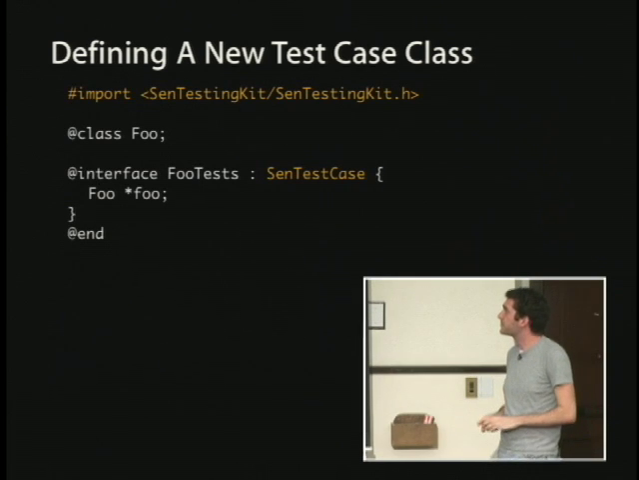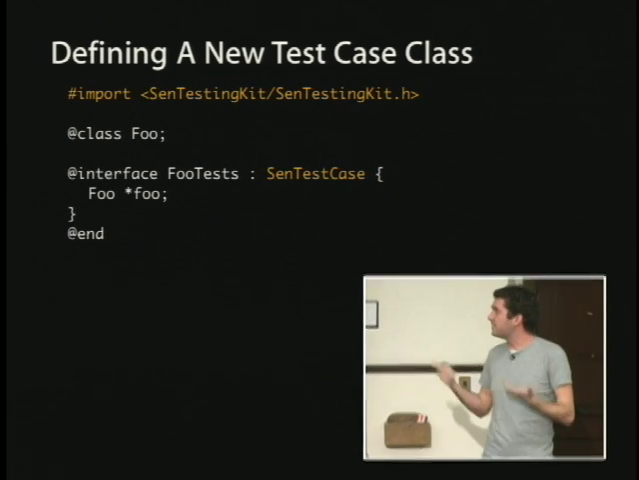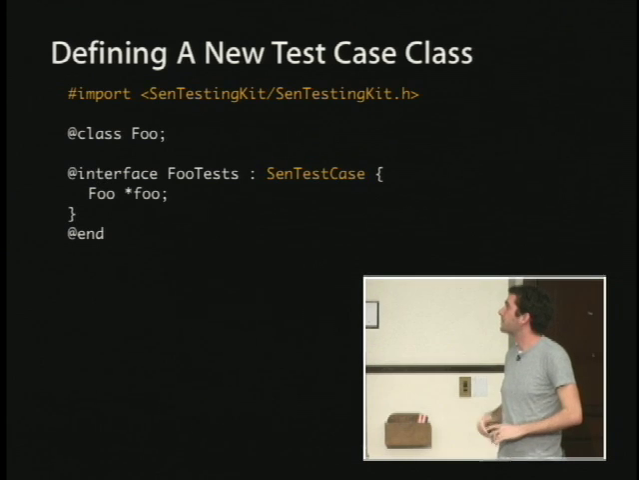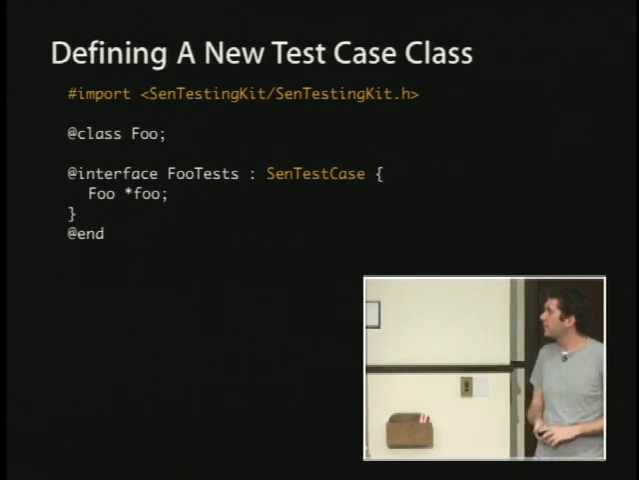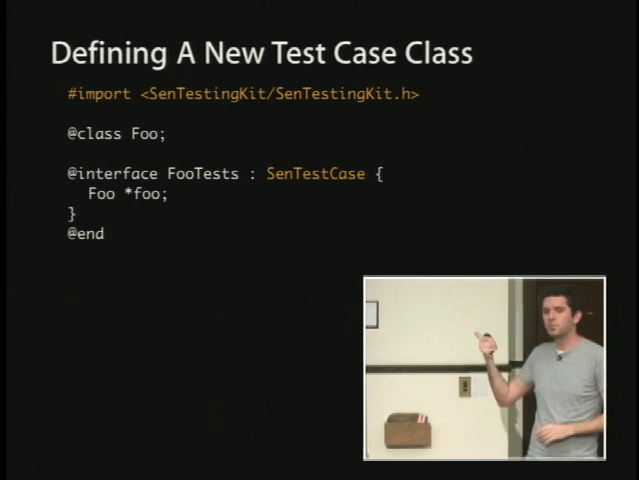Let's get right into it, actually. It's pretty easy. Basically, you've seen pretty much this whole thing before. There's nothing new here. You're going to import the header from sendtestingkit/sendtestingkit.h. We're going to forward declare the class foo.